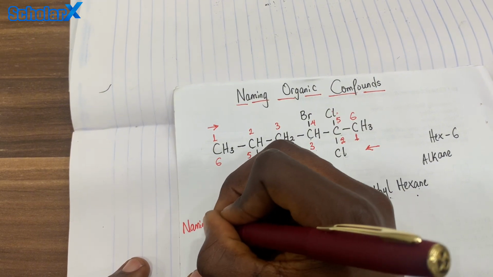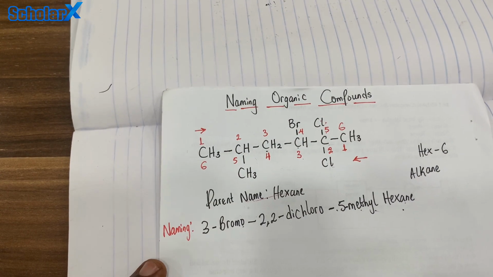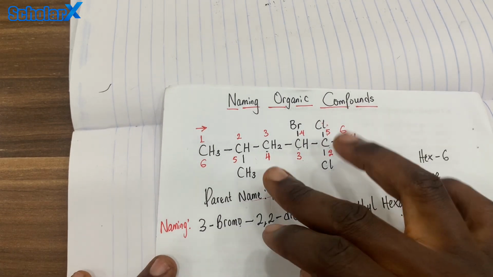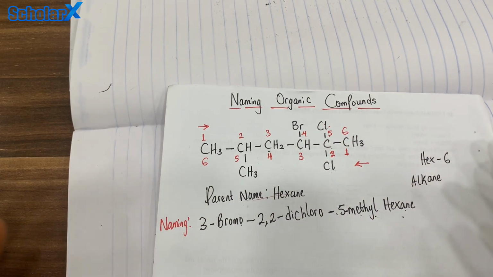So the naming of this compound is what? 3-bromo, 2,2-dichloro, 5-methyl-hexane. So this is how to name this compound. Now let's look at another one.